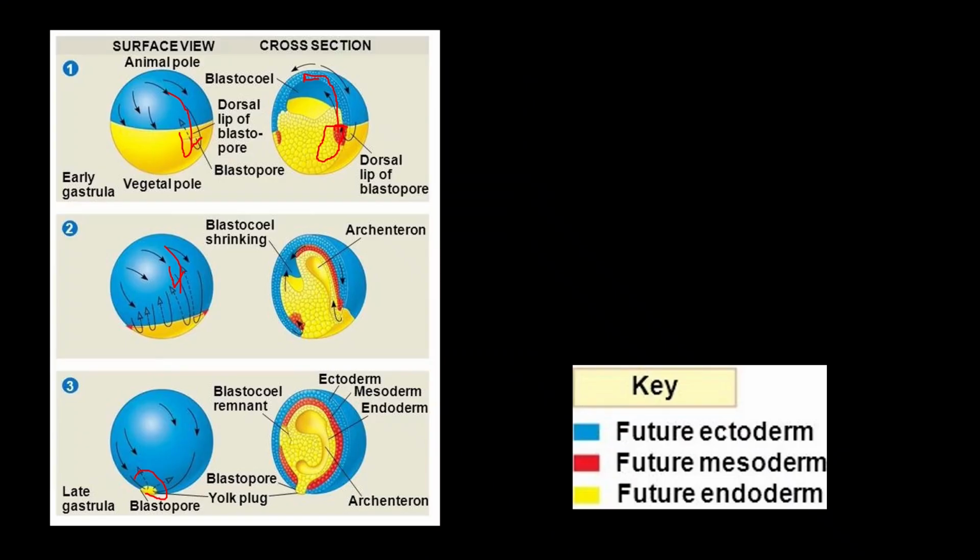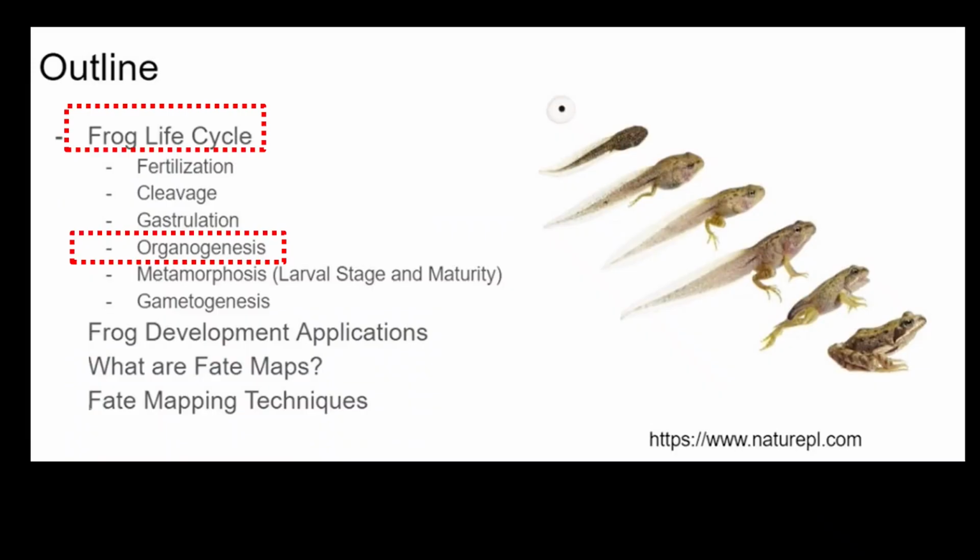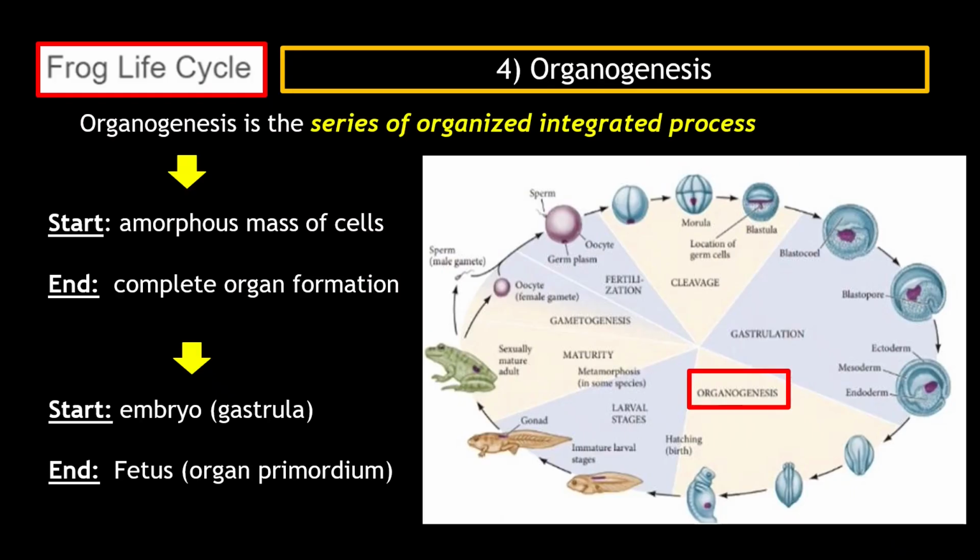Okay, so now let's continue describing what is happening during the frog development. We started by describing what a fate map is, then we moved to the frog life cycle, and we covered fertilization, the first divisions, the process of forming the blastula, and the three germ layers. But right now we only have the three germ layers, we don't have any organs. Now we are going to start forming the organs, and this is the process of organogenesis. So now we are here in the process of organogenesis.